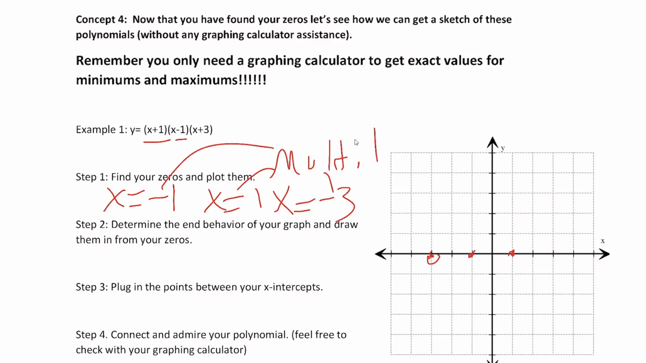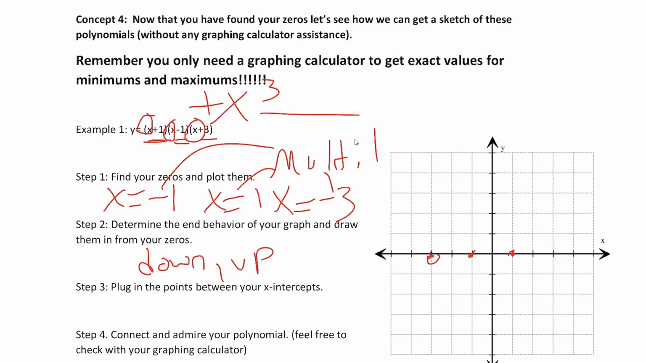Step 2 is to figure out your end behavior. One tip: you don't have to FOIL this all the way out. If you notice all of your x's are positive, then if you multiply this out, you're going to get a degree of 3 with a positive coefficient. I don't care what the rest of the junk is. Since it's a positive cubic function, the end behavior would be down and up. So from the zero furthest to the left, it's going to go down, and from the zero furthest to the right, it's going to go up.